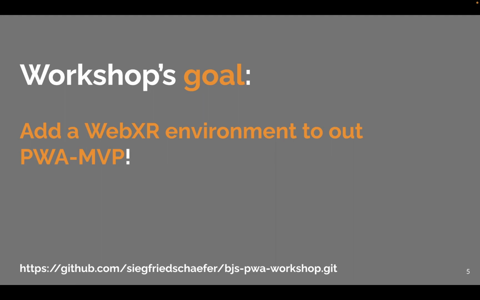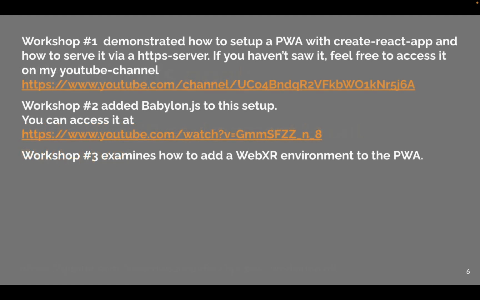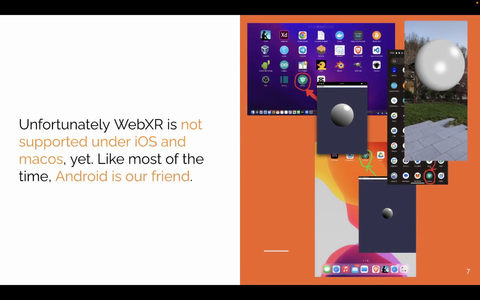Workshop number 1 demonstrated how to set up a PWA with Create React App and how to serve it via a HTTPS server. If you haven't seen it, feel free to access it on this playlist. Workshop number 2 added a Babylon.js React Component to this setup. This workshop examines how to add a WebXR environment. Unfortunately, WebXR is not yet supported under iOS and macOS. Like most of the time, Android is your friend.